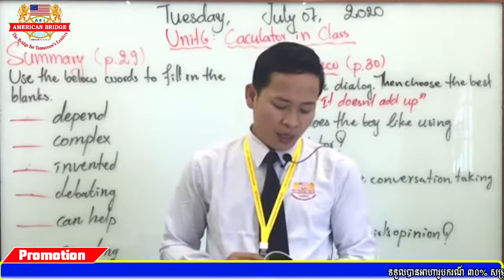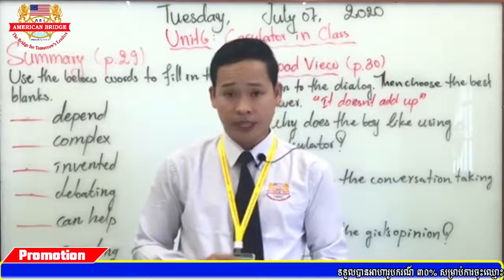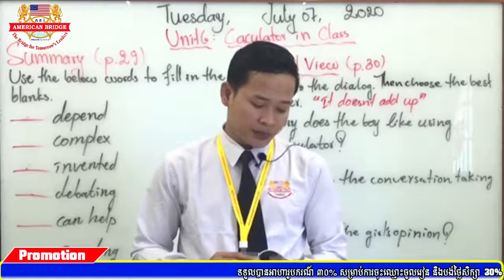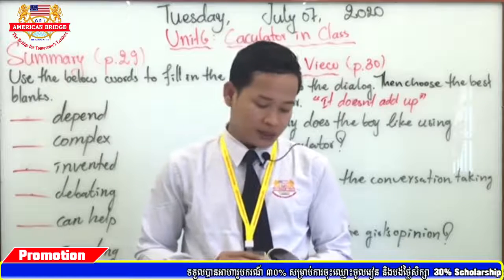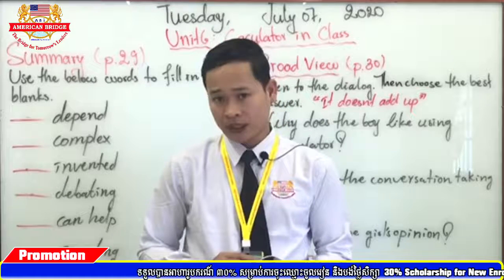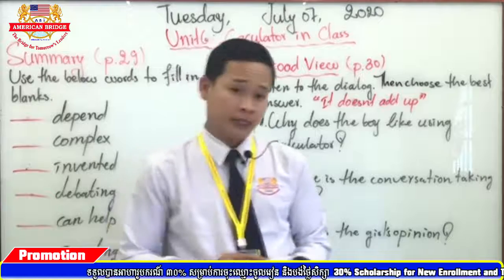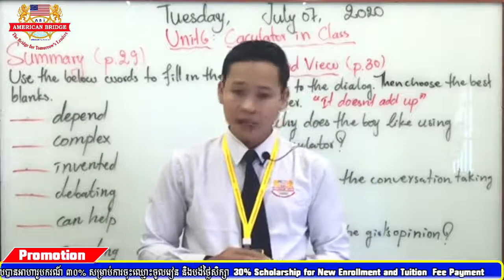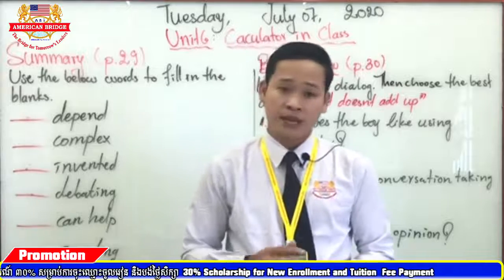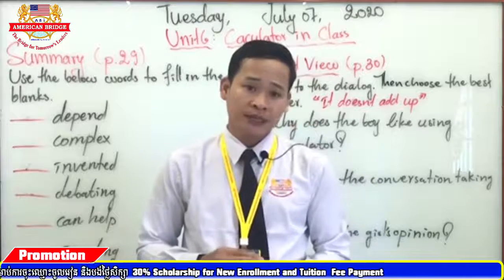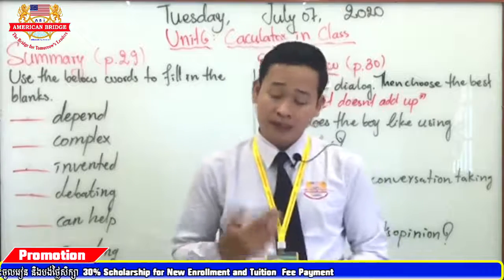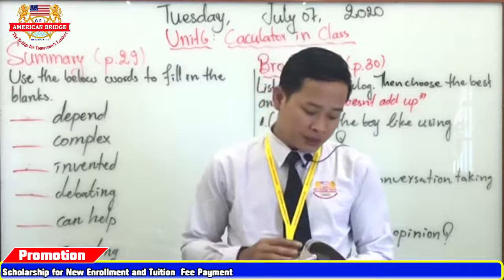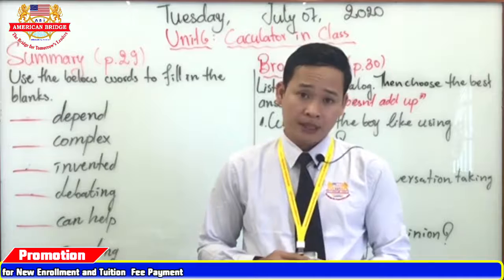Number 2, where is this conversation taking place? A, at the school. B, at the store. C, at a restaurant. Okay, so what is your answer, everyone? The answer is they are at the store, because they are going to buy it at the store. If they were at school using it, perhaps they wouldn't have a word like discount there. Okay, so the right answer is B, at the store.